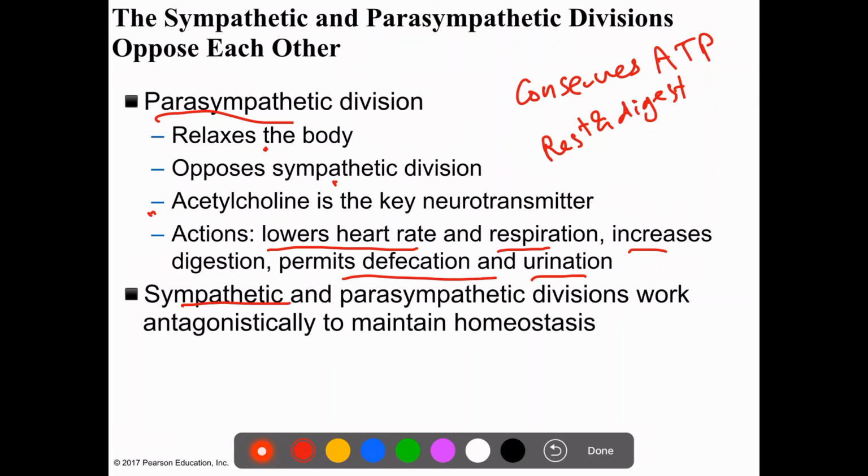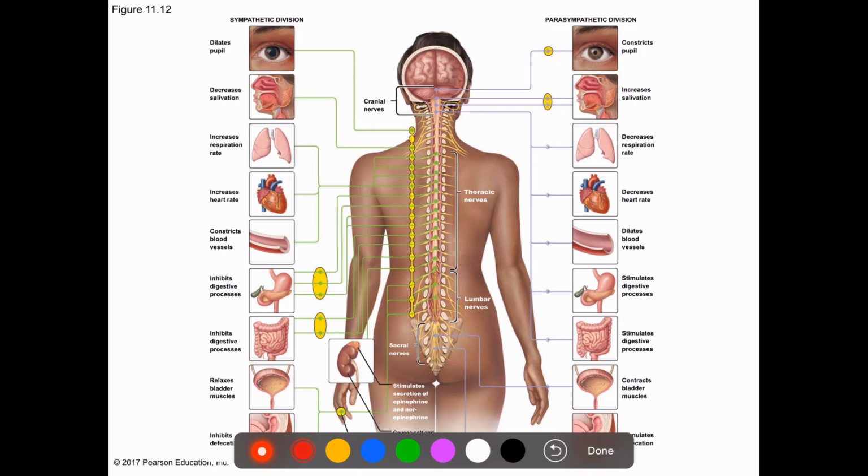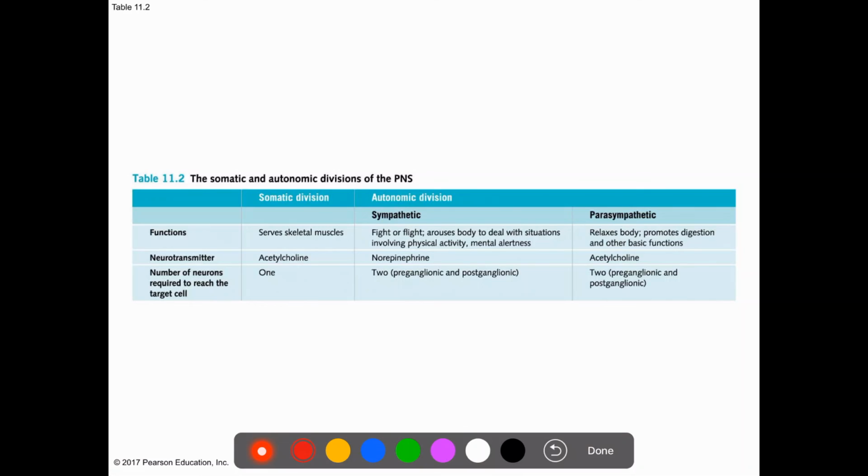Now again, both systems are working at the same time and working antagonistically. So they are working against each other to maintain homeostasis. These are the effects of the sympathetic and the parasympathetic on the same organs. So please go through this image and this table to see some differences between the parasympathetic and the sympathetic, also between the somatic and the autonomic divisions, in terms of neurotransmitters and the numbers of neurons. This is just for your information, and I don't think I'm going to ask you about it.